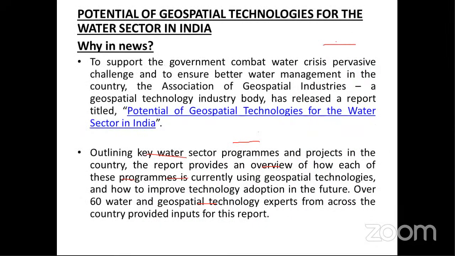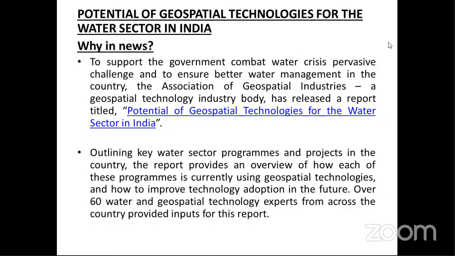Now, another important news item from just 2 days back was about the water sector in India and the water crisis in India. We can relate this to the potential of geospatial technologies for the water sector in India. You can relate this news to GS paper one, the geography part, water problems in India, and the important solutions or initiatives taken by the government of India to fight this problem in our country.